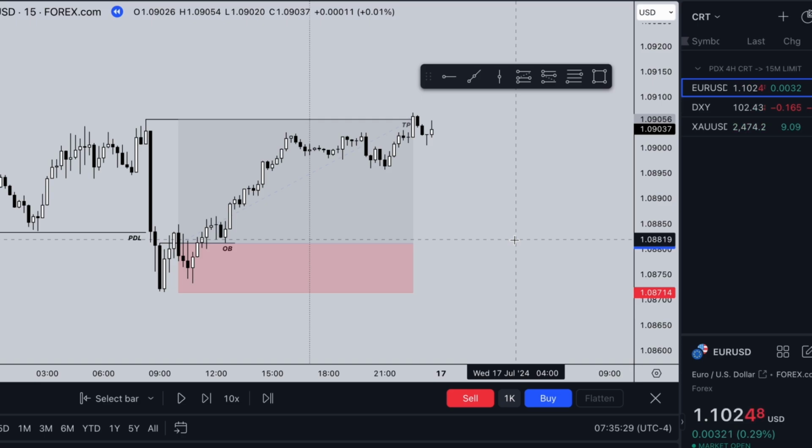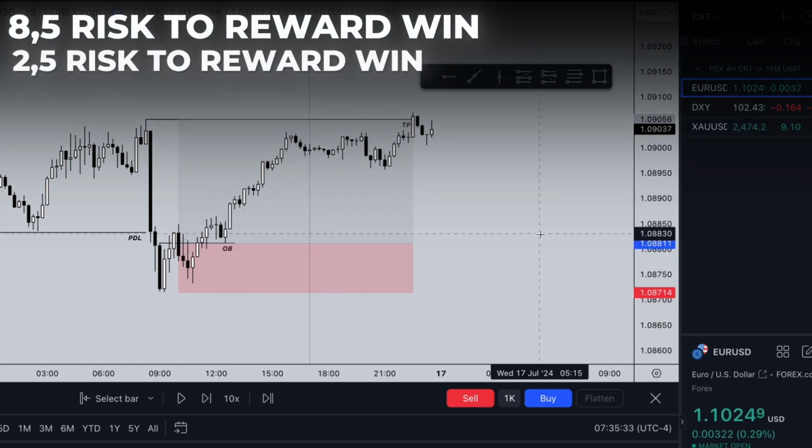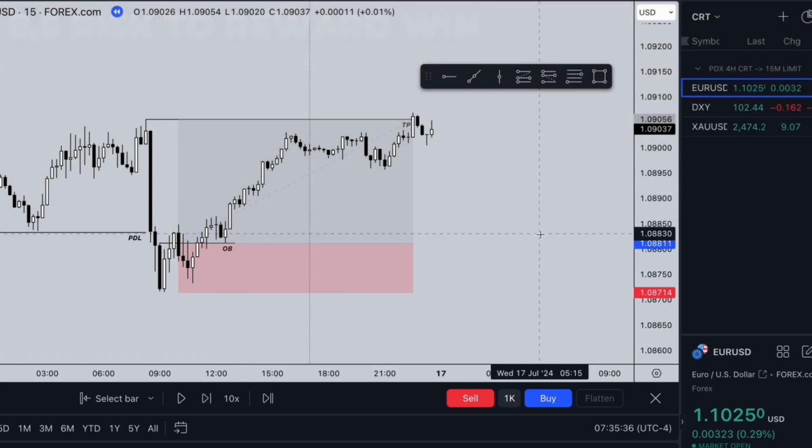Obviously, in this situation, we had an 8.5 risk to reward win, and then a 2.5 risk to reward win. And that's giving us 11 RR in the space of 2 weeks, which is absolutely insane for the month. If you're running a 100k funded account, that's almost 9-10 grand after the profit split that you can withdraw in the space of 2 weeks.